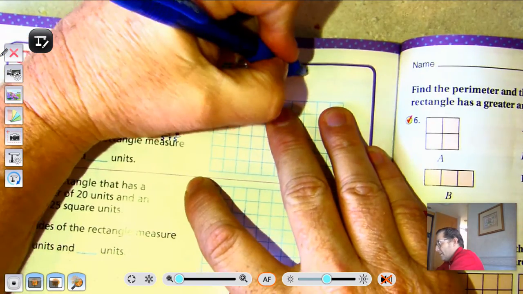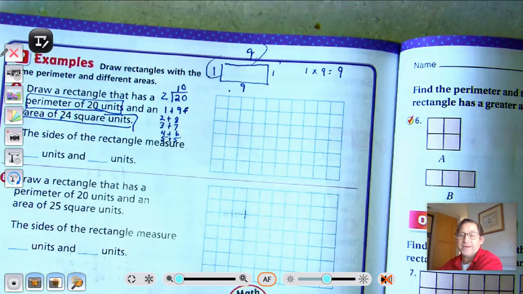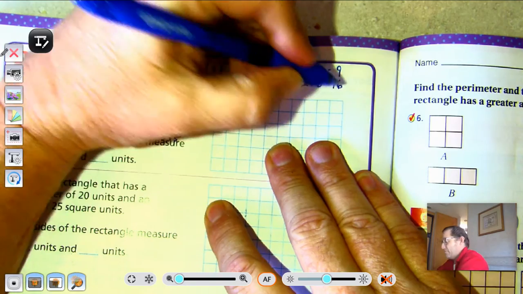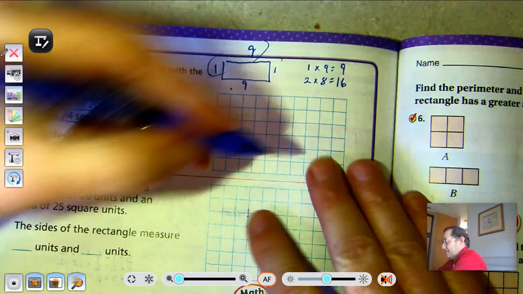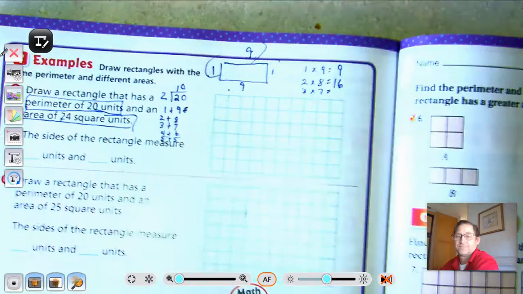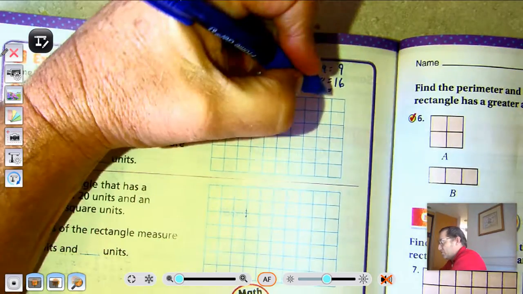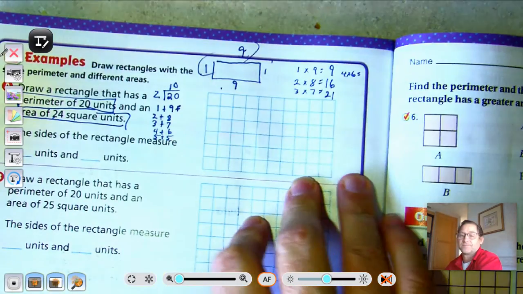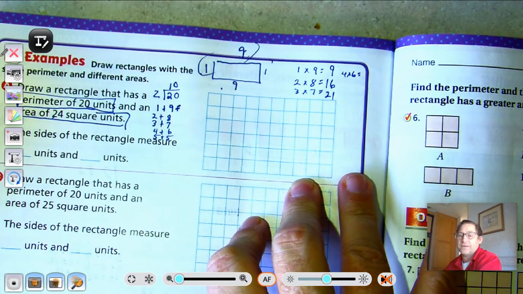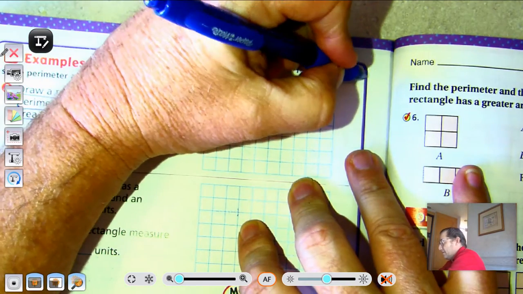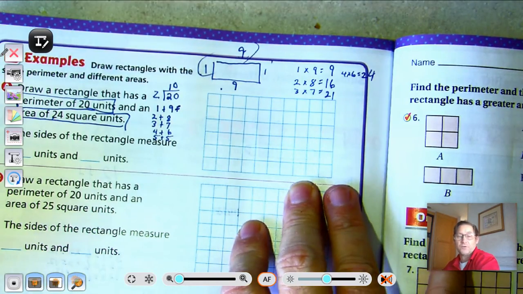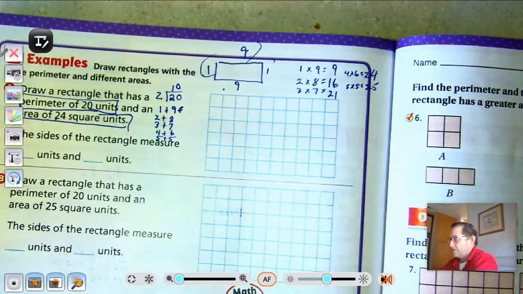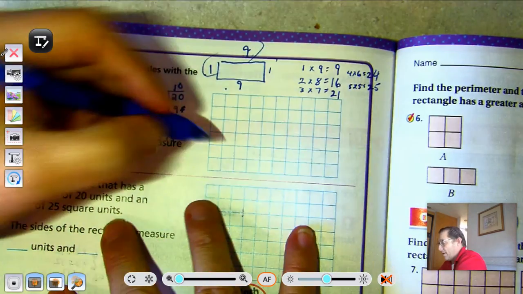So if we said 1 times 9, that would be an area of 9. If we did a 2 by 8, that would be an area of 16. If we did 3 times 7, well, 7 times 3 is 21. If we did 4 times 6, 4 times 5 is 20, plus 4 more would be 24. Okay, so that's the one we want, right? 24 square units. And if we did 5 by 5, we'd get 25. So let's draw that rectangle. We want a 4 by 6.